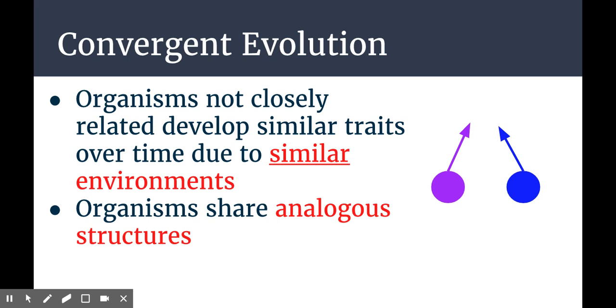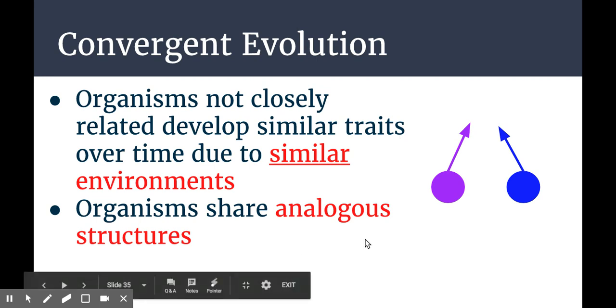In convergent evolution, we have organisms that are not closely related, so not sharing a recent common ancestor, but they develop similar traits over time due to similar environments. So having similar pressures from the environment on them makes them more similar to each other. So my little shorthand for convergent evolution is I have two dots right here to represent two different ancestors, so two different histories. And those dots have arrows pointing towards each other to show that they're going to get more similar over time due to the fact that they're in a similar environment.